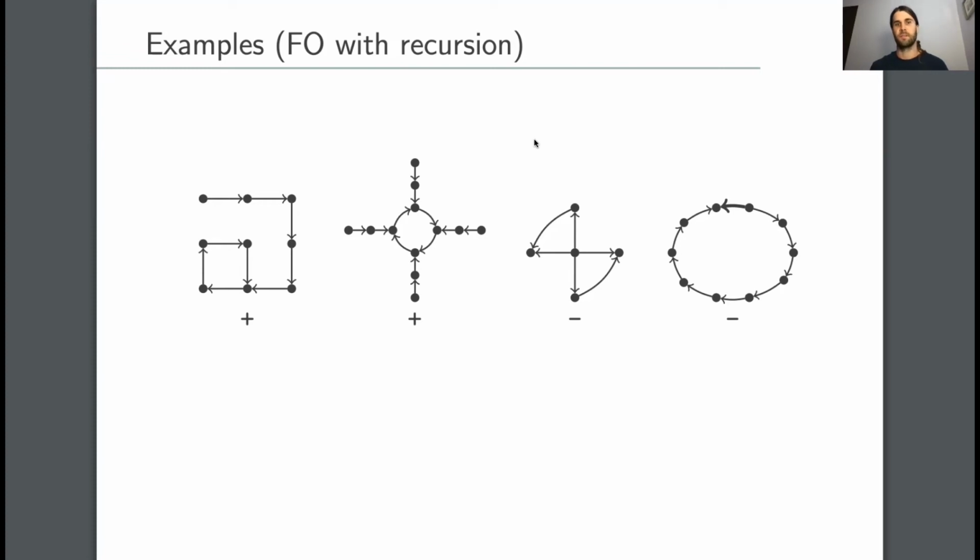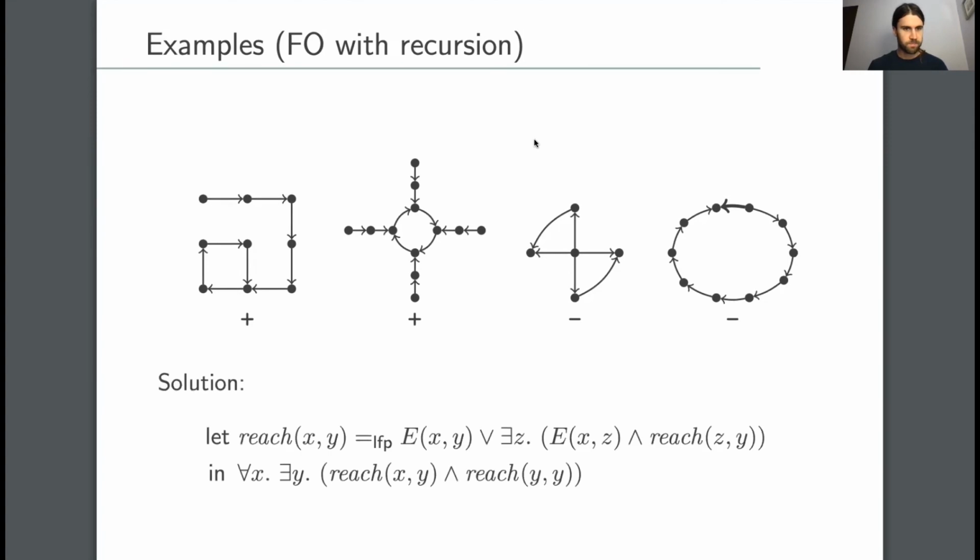For instance, first order logic with recursive definitions. And in such a logic, one possible solution could look like this. So this says, let reach be a relation defined in some way over here. And then having that definition, it says for all x, there exists a y such that x reaches y and y reaches itself. Or in other words, every node can reach a cycle.